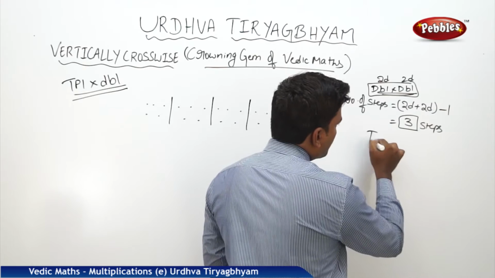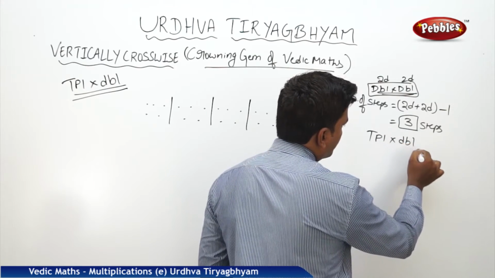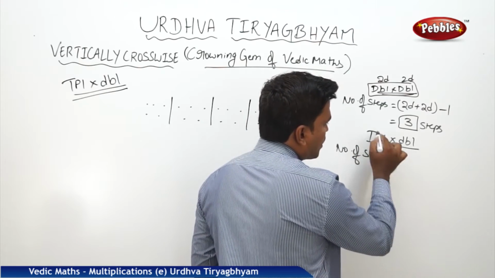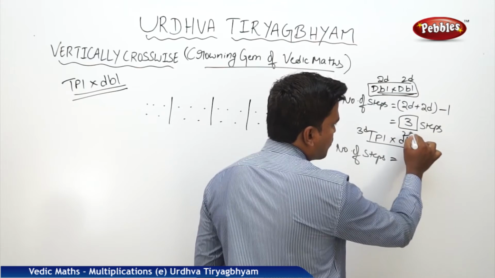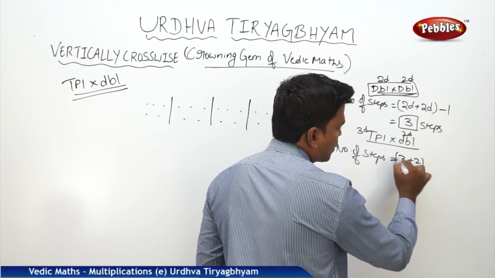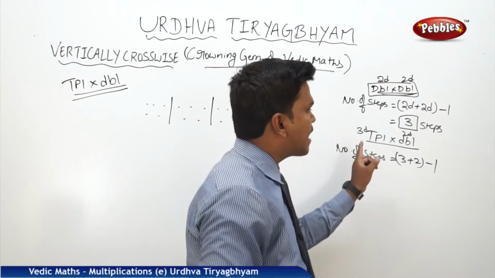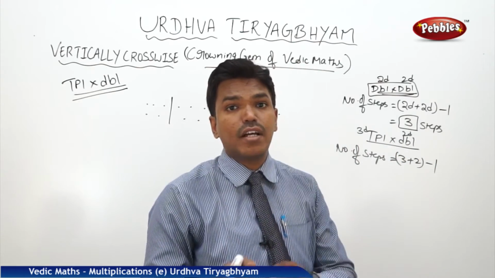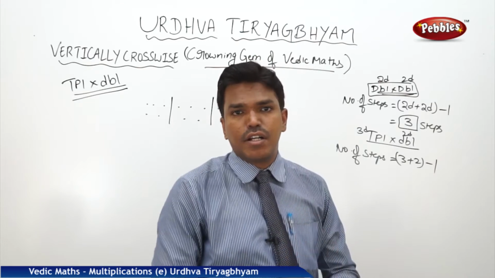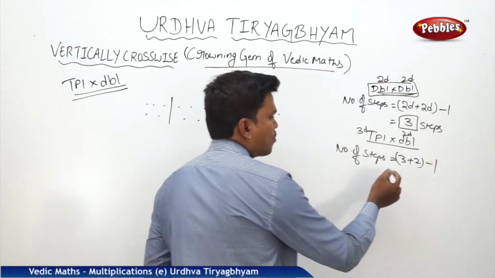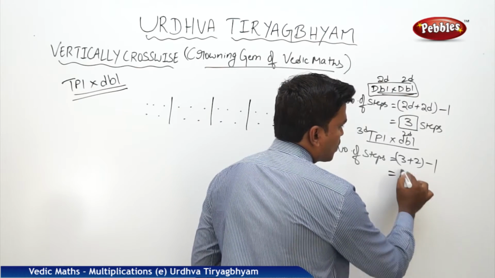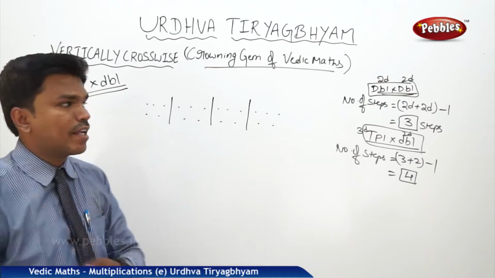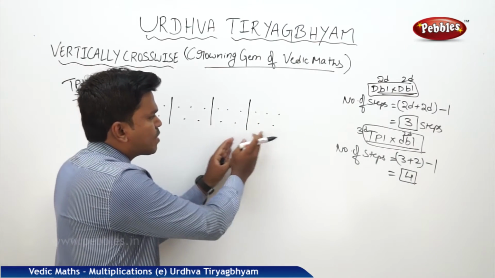Suppose it is triple digit into double digit, the number of steps equals: here there are 3 digits, and in this number there are 2 digits, 3 plus 2 minus 1. Every time we have to add the number of digits in each number and subtract 1, so that you will get the number of steps in which we can multiply both the numbers. So 3 plus 2 equals 5, minus 1, 4. That means there are 4 steps involved in triple digit into double digit. That's why I have put 4 steps in this one.